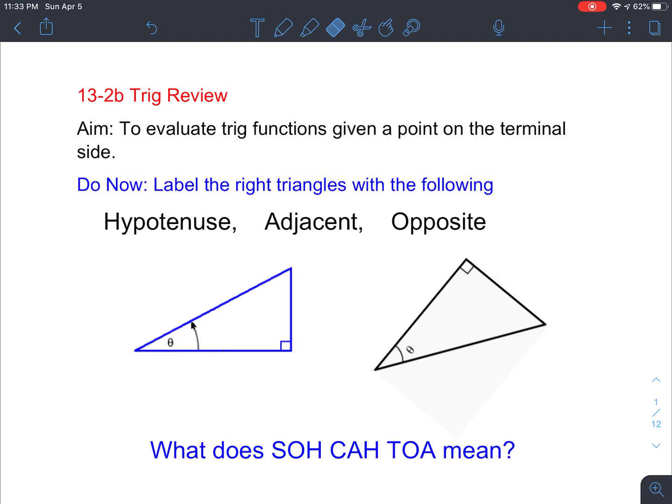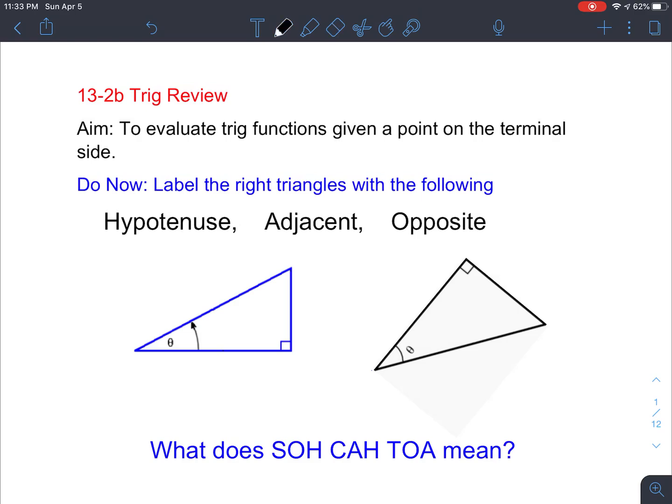So we're given right triangles. Everything we do for this will be based off of right triangles. I'd like for you to take a second to label the right triangle with the following names: hypotenuse, adjacent, and opposite. Okay, so on this first right triangle in the blue, we are given a theta. Theta is what we use to represent an angle. Okay, we know this is a right triangle because of the square in the bottom corner.